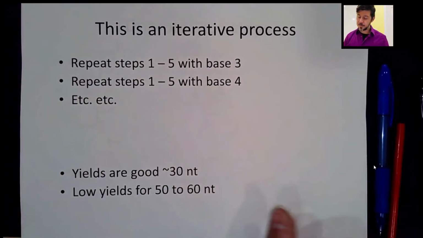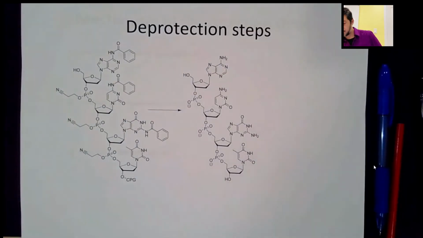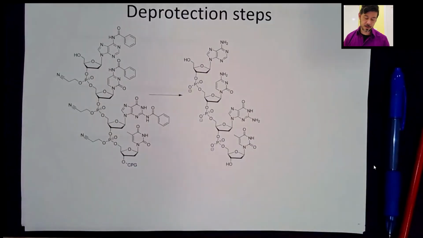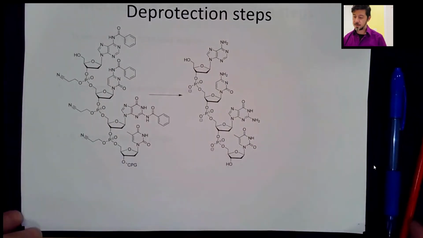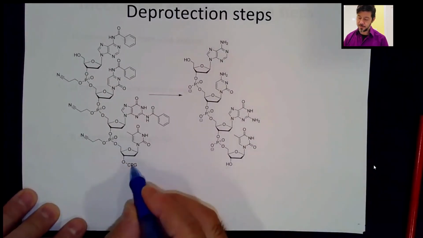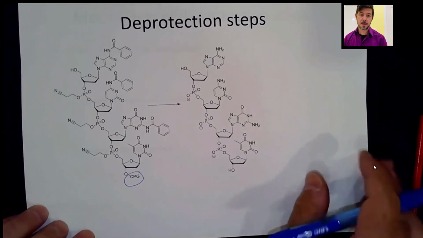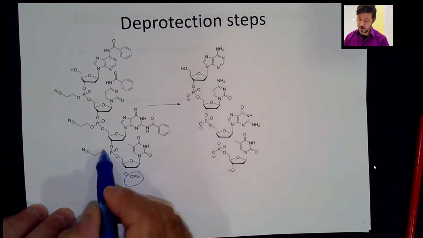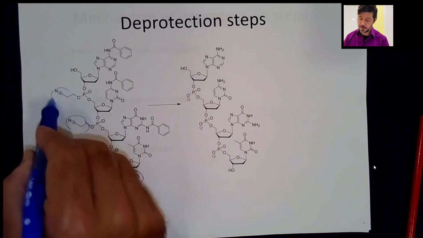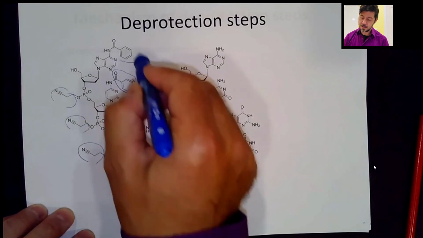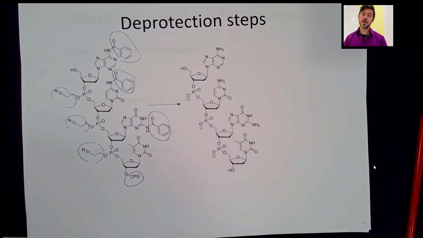Okay, so once we do this and we generate our oligonucleotide, and here I'm just showing a tetramer, we need to remove a few things here. We need to remove this from the controlled pore glass resin. We need to remove the O-cyanoethyl groups from all of them. And we also need to remove the benzoyl protecting groups. Seems like a lot of work, and it definitely is.